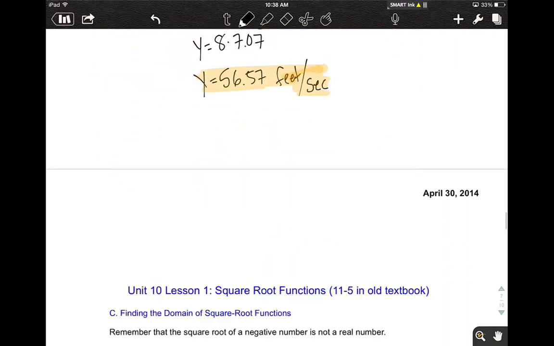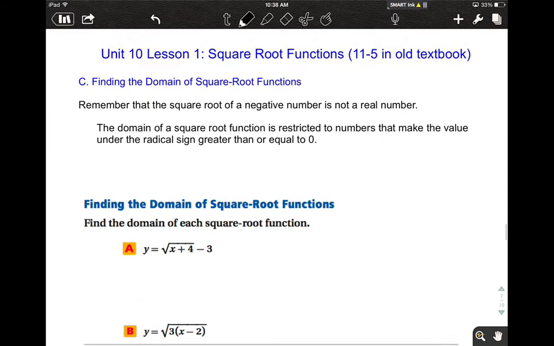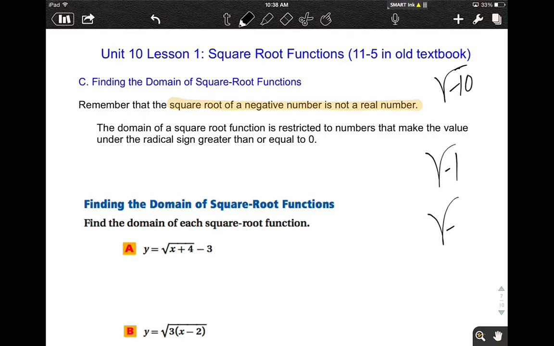Okay, let's move on. Finding the domain. One thing that's really, really important when we talk about square roots to remember is that the square root of a negative number is not a real number. I can't take the square root of negative 10. I just can't do it. I can't take the square root of negative 1. I can't take the square root of negative 47, whatever it is. I can't take the square root of a negative number.